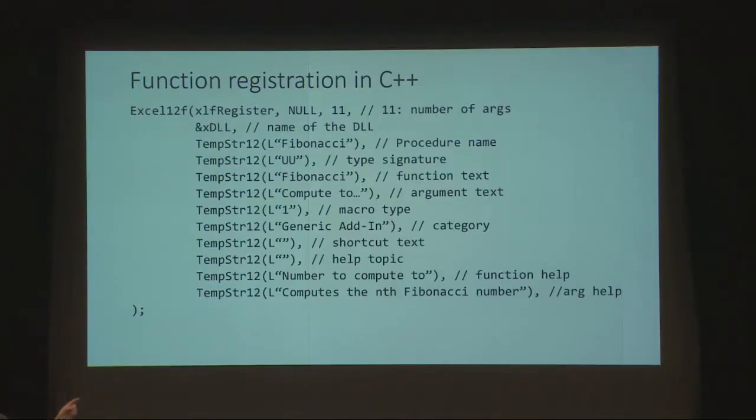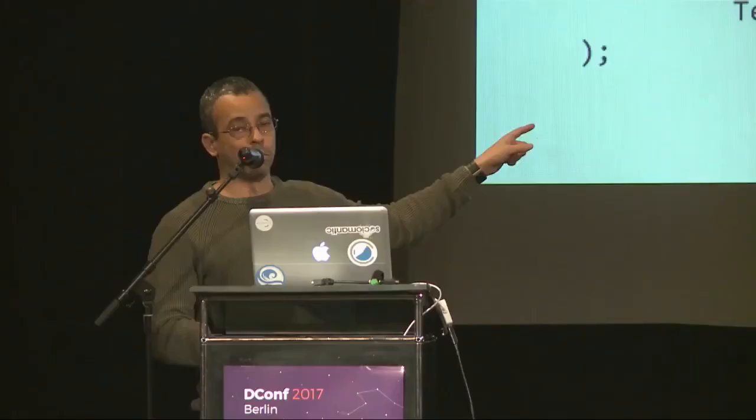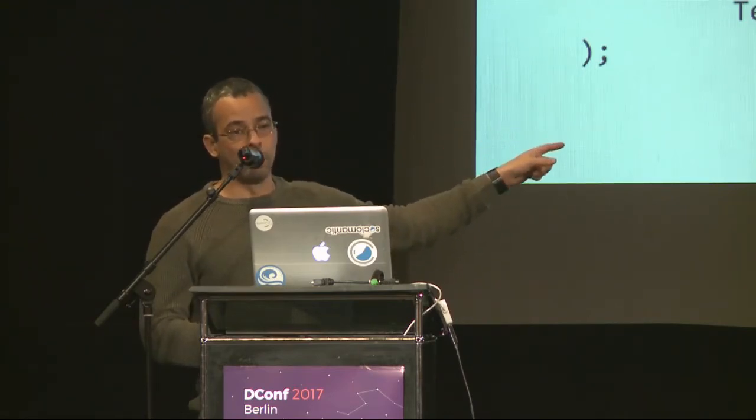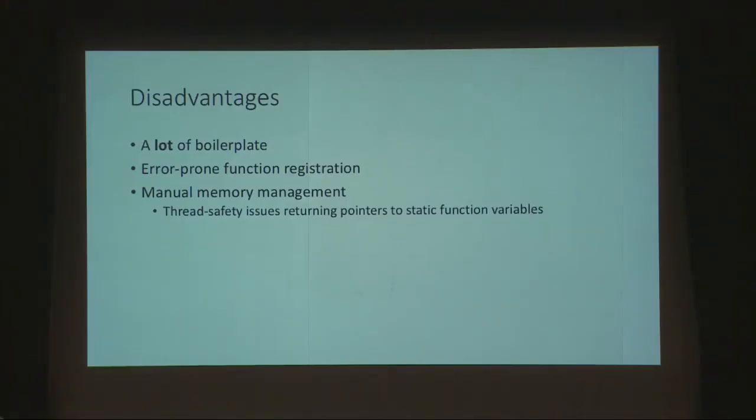So the actual example code from the SDK has an array of these things, with the right number of columns and just the right number of functions, and manually you go into each one of these, tell Excel what the return types are, what the argument types are, what the function name is, and righto. Disadvantages: a lot of boilerplate, obviously. Error-prone function registration. You screwed up, haha, you crashed. Manual memory management, super fun.